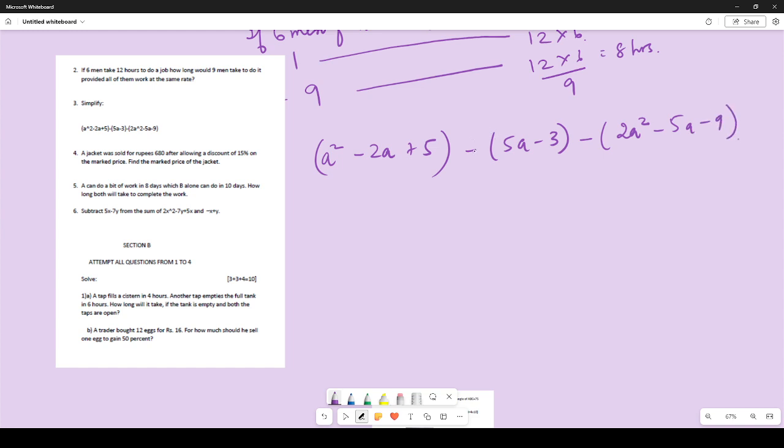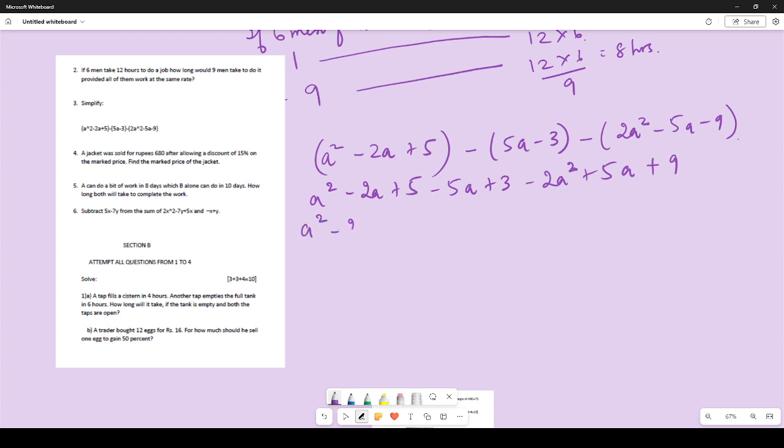All you needed to remember was, if there is minus sign outside the brackets, every sign inside the bracket changes. So what does it become now? A square minus 2a plus 5. This remains the same, but here all the signs will change. So this becomes minus 5a, this becomes plus 3, this becomes minus 2a square, this becomes plus 5a, and this becomes plus 9, right? So let us group the like terms together.